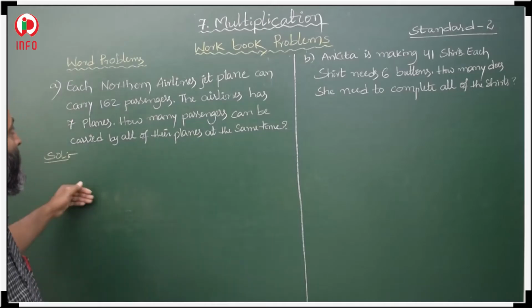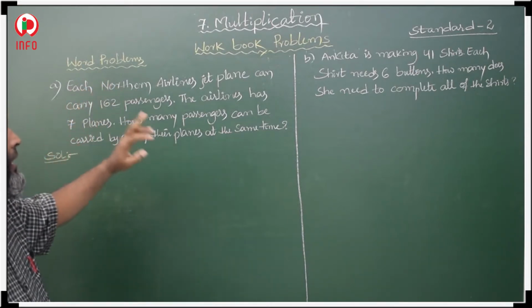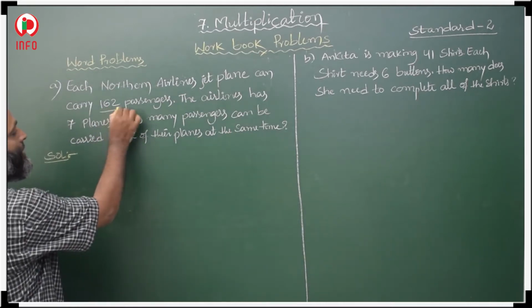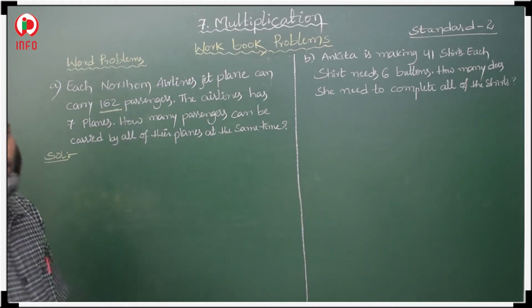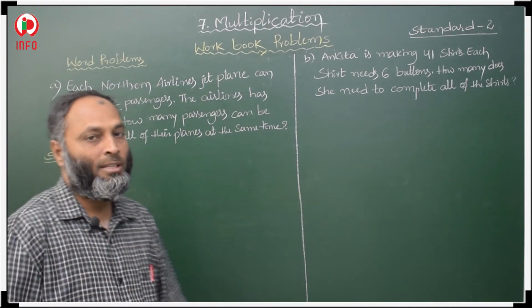Now students, word problems. See here. What is given in the first word problem? Each Northern Airline jet plane can carry 162 passengers. How many passengers does it carry? One jet plane carries 162 passengers.